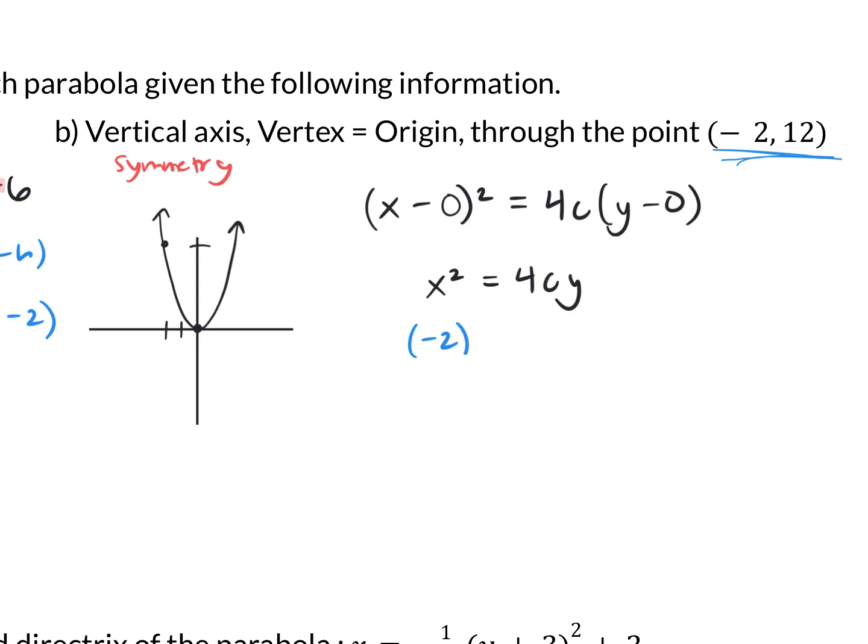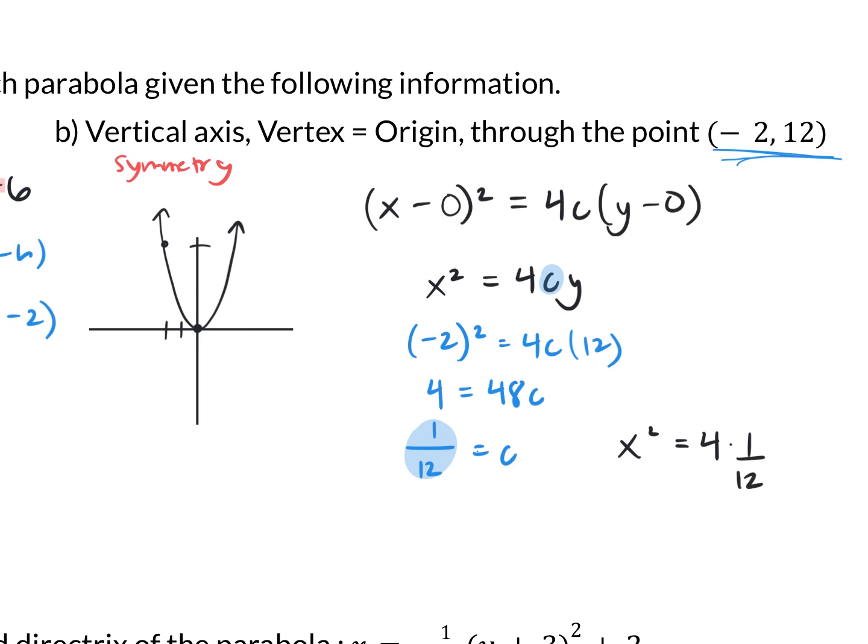So (-2) squared is equal to 4 times c times 12. And then if I solve for c, I get 4 is equal to 48c. So this would be 1/12 is equal to my c value. And all I gotta do is just plug that value, 1/12, back in for c, to give your final formula of x squared is equal to 4 times 1/12 y. Or I could simplify one more time and say that that is 1/3 y.